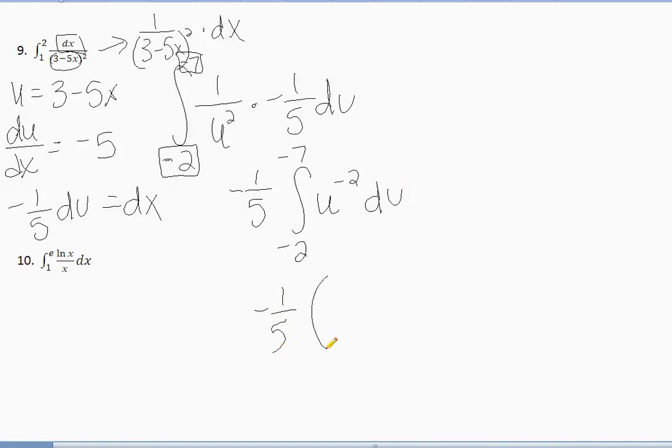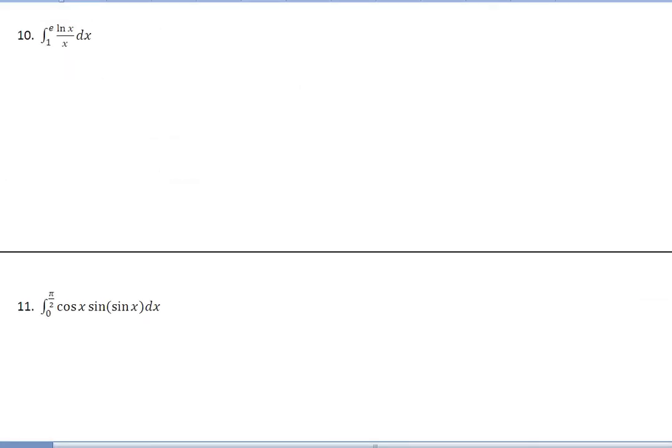What's the integral of that? So add 1 would be negative u to the negative 1 from negative 2 to negative 7. And the answer is 1/14. Once you get here, this is just from before. Plug in negative 7, plug in negative 2, subtract the two, multiply by the negative 1/5. Okay? All right. Next one's a little tricky.